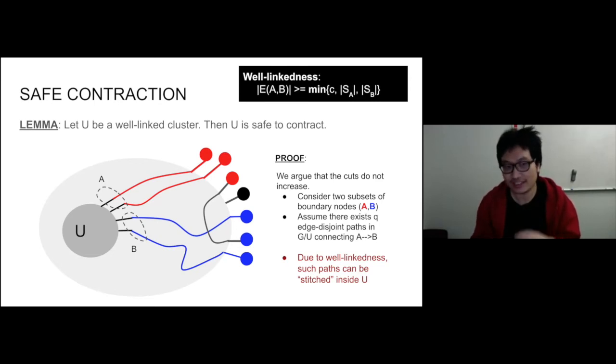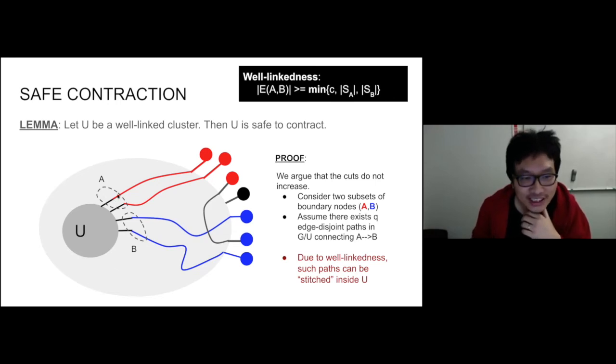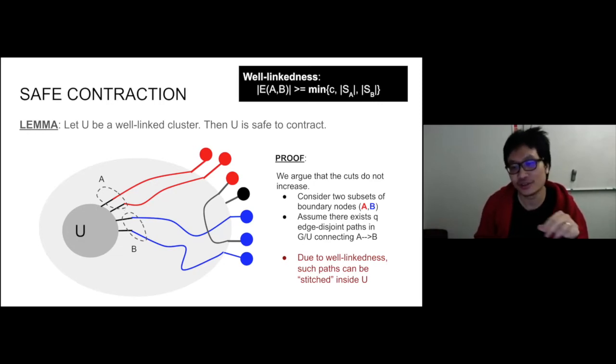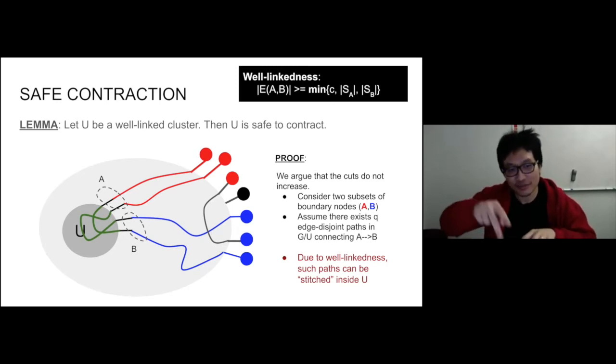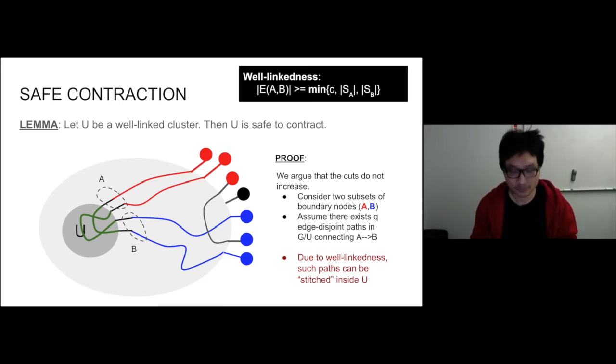And I want to claim that I also have these 3 paths. The only thing I need to do is somehow connect these 2 paths that go into U with the 2 blue paths that also go into U. And such paths exist because of the well-linkedness. The well-linkedness says that between any subset of terminals, I will have a routing inside. So that's the idea. The cut will be at least 2, and therefore there is such a path.